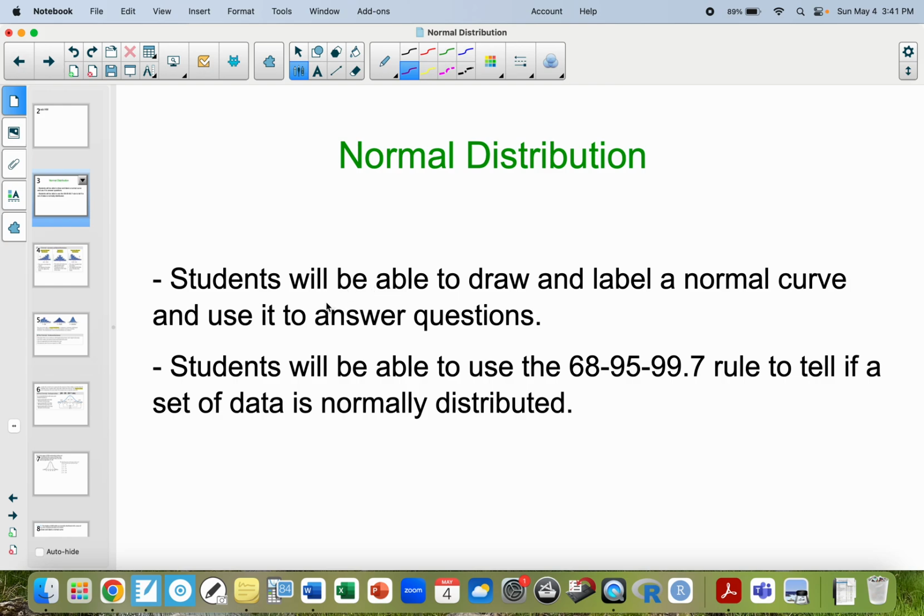We're talking about the normal distribution. Students will be able to draw and label a normal curve and use it to answer questions. And we'll be able to use the 68, 95, 99.7 rule, which is also called the empirical rule, to tell if a set of data is normally distributed.